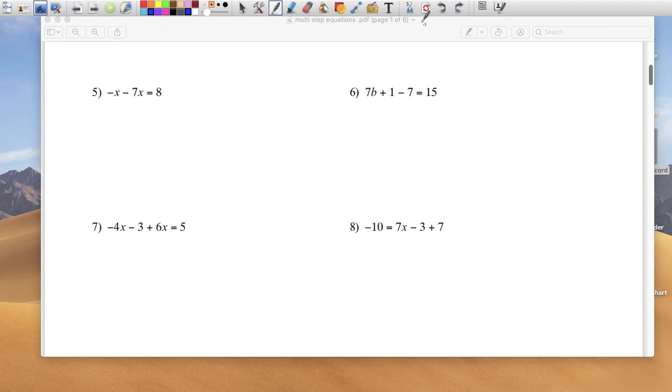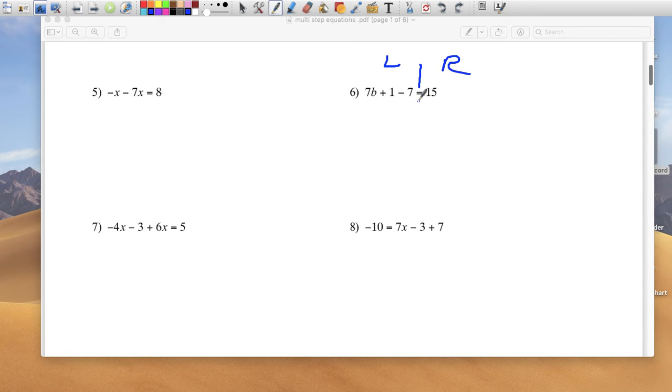So we're looking at this, and again, we're asking ourselves: is there any distributed property? No. Make sure you look at it separately. Look at the left side. Look at the right side. Is there any distributed property to do? No. Are there any terms I can combine on the left side?